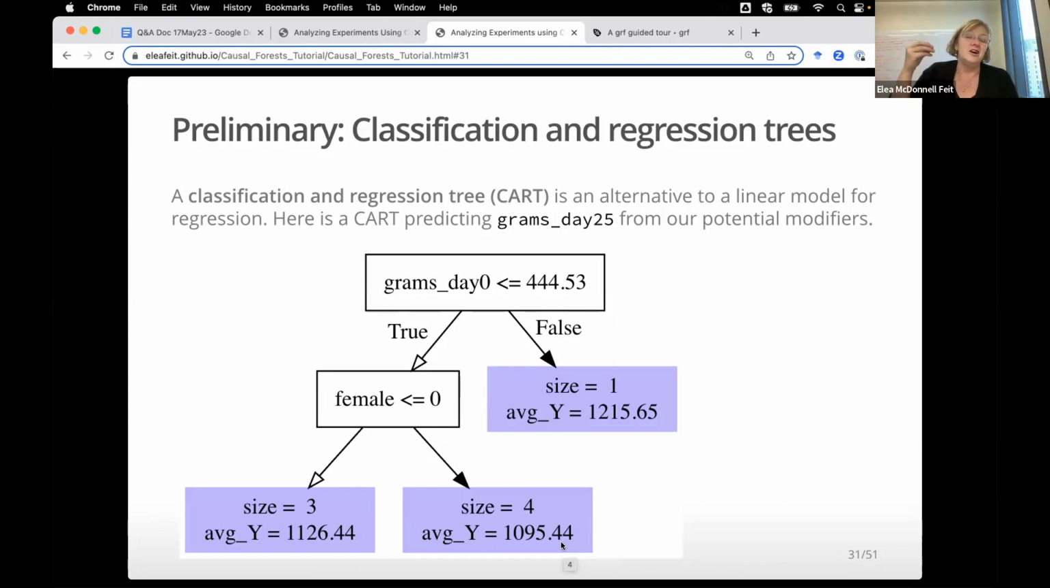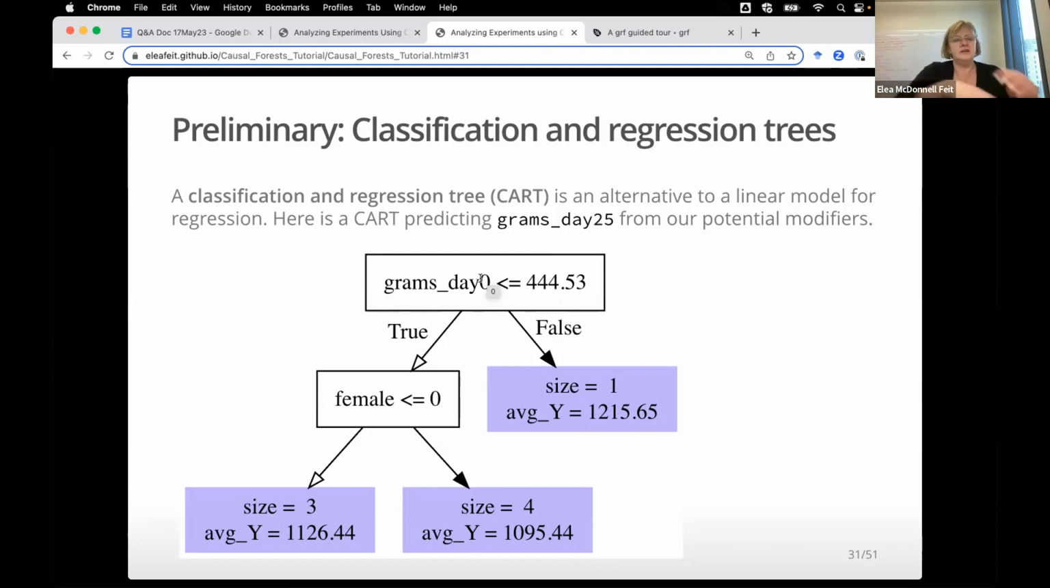The way these things are estimated is much more of a machine learning style thing, where you consider a whole bunch of splitting rules and figure out which one you think is best in terms of separating out groups that are different in weight at day 25.